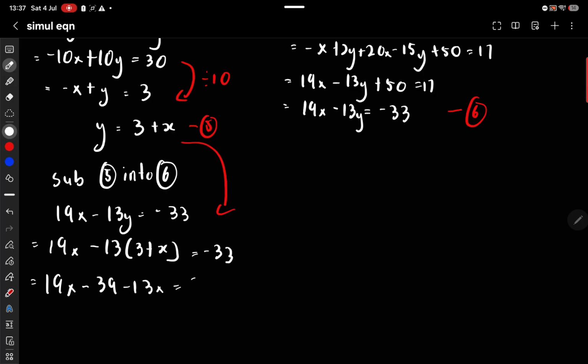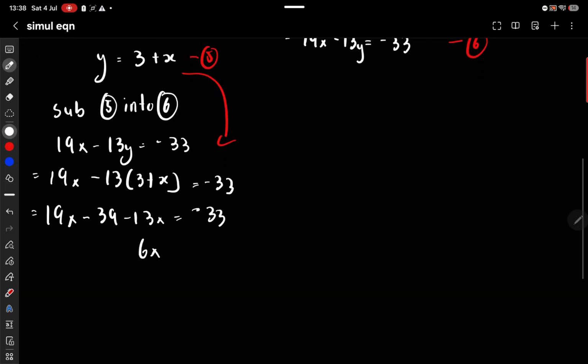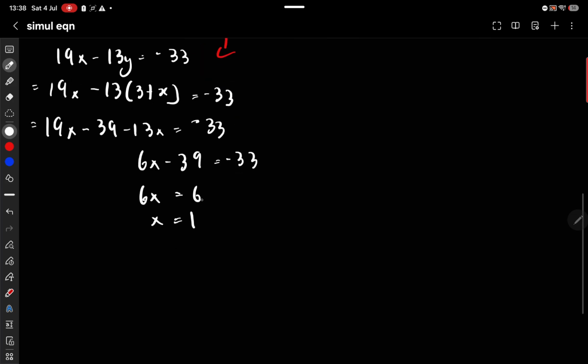So what will happen here is, well, 19x minus 13x is 6x minus 39 equals to negative 33. So here, 6x will remain here. Negative 33 plus 39, because 39 when you bring it to the back becomes positive, so it becomes plus 39, is our 6. So hence we found our x value here, because 6x equals to 6, hence x equals to 1.